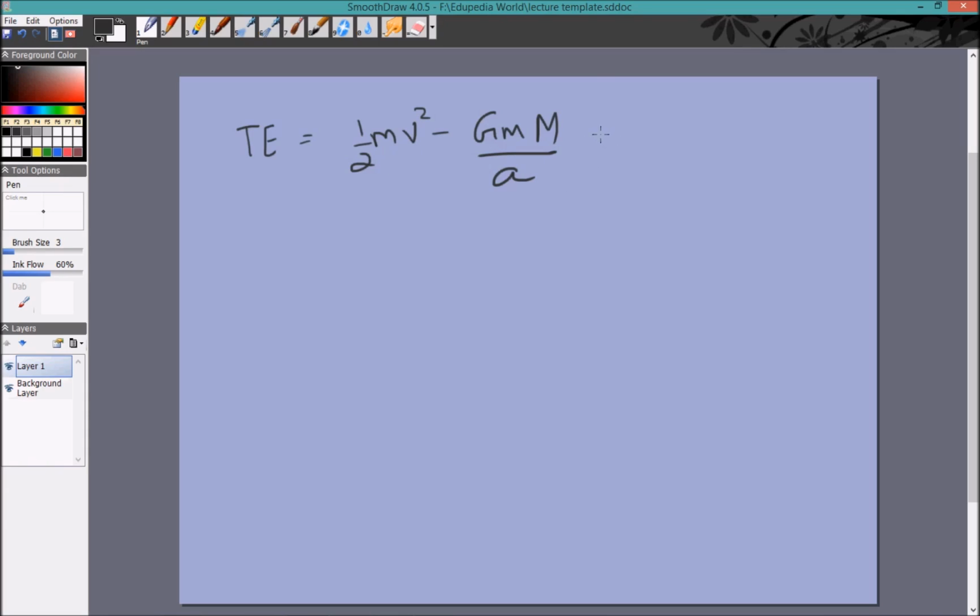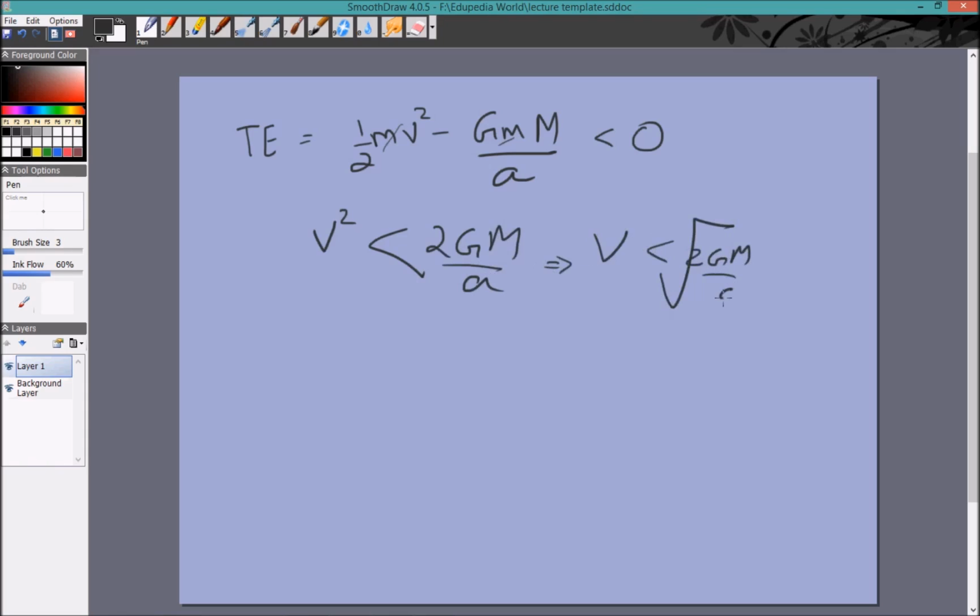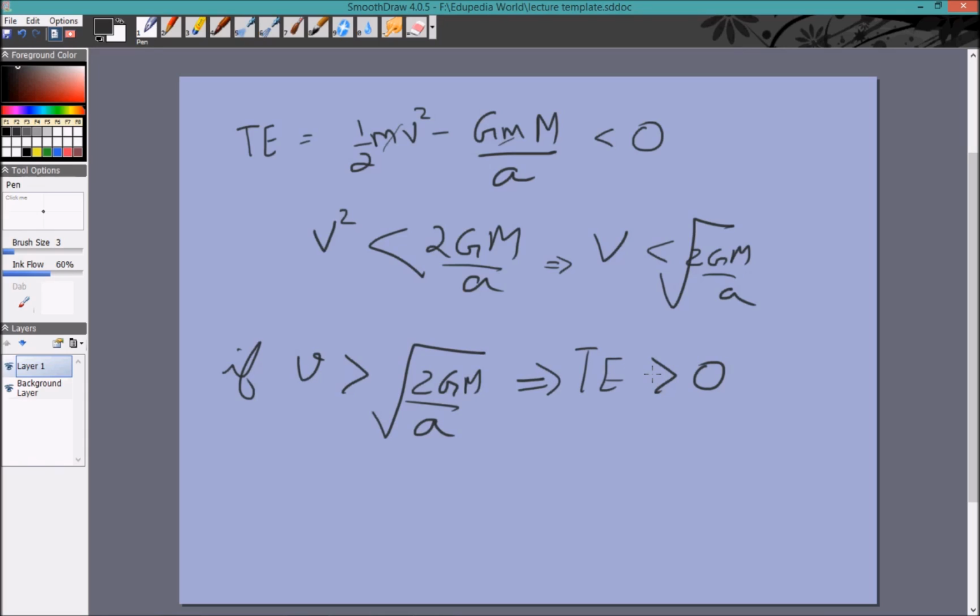And let's see when the total energy is negative. Total energy is negative when v squared is less than 2GM by a, or if v is less than root of 2GM by a. That means if v is greater than root of 2GM by a, the total energy will be positive. Total energy positive means the system is no longer bound, it is free to move.